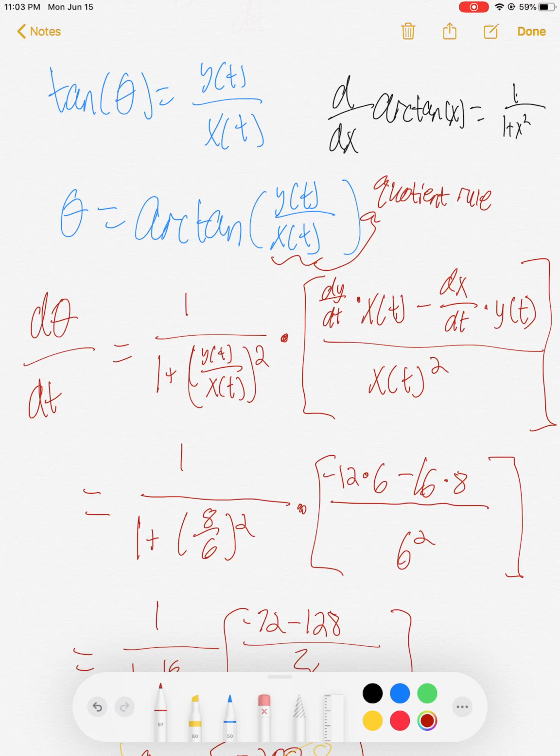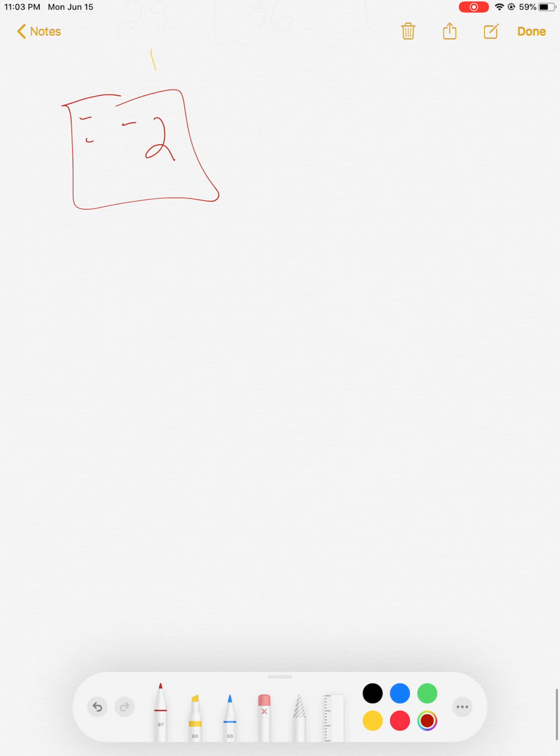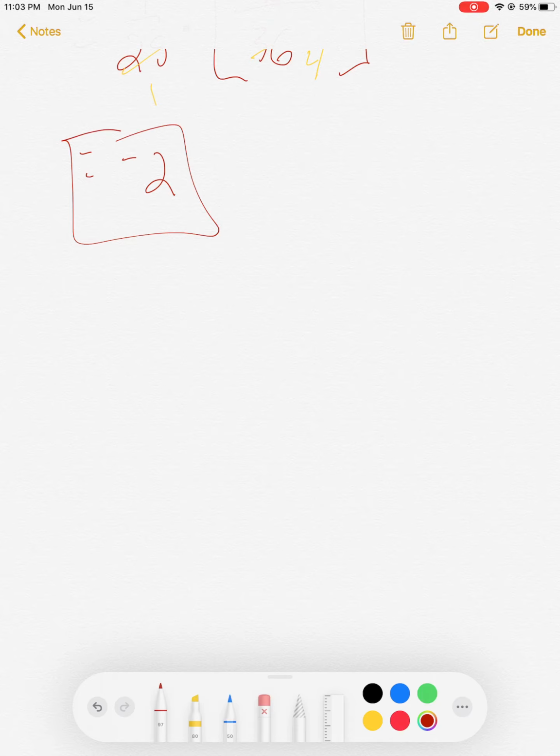Yeah, so we had to find a nice formula for theta. We found that tangent of theta was y(t) over x(t). That's SOHCAHTOA. Then we just hit both sides of that with arctangent. We took the derivative, which involved this fancy derivative of arctangent, along with the quotient rule, which helped us chain, and then we solved. All right.